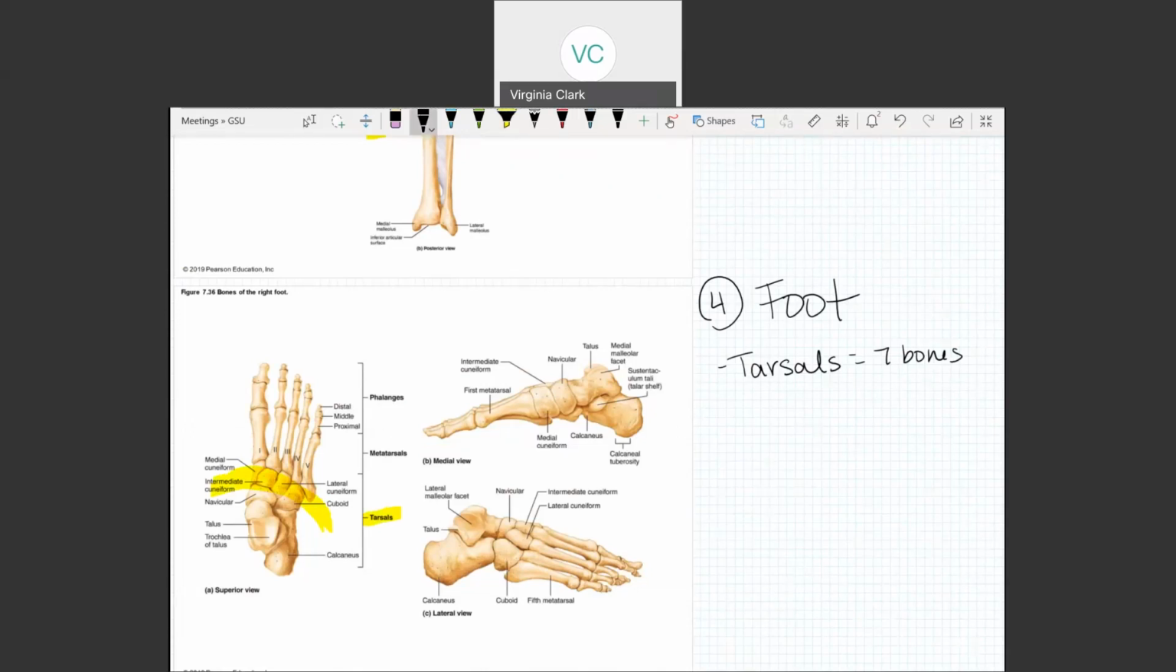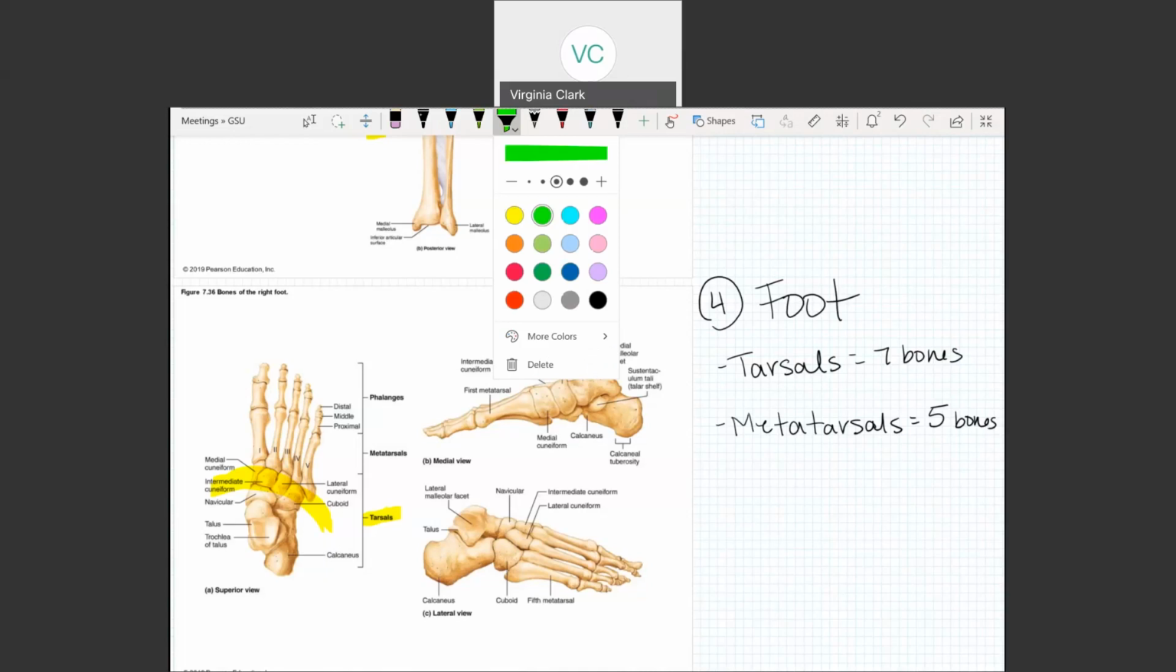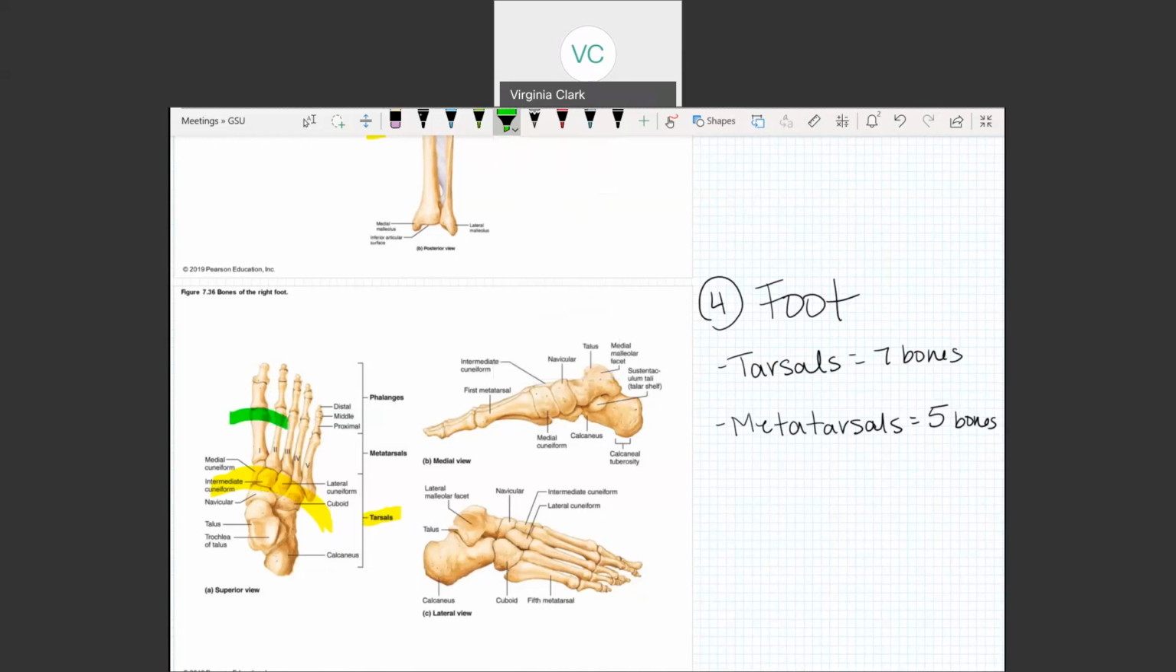The next section is going to be your metatarsals. Your metatarsals have 5 bones. These are going to be the arch of your foot. So here are your metatarsals: 1, 2, 3, 4, 5. And then the next section you're going to have are going to be your phalanges.